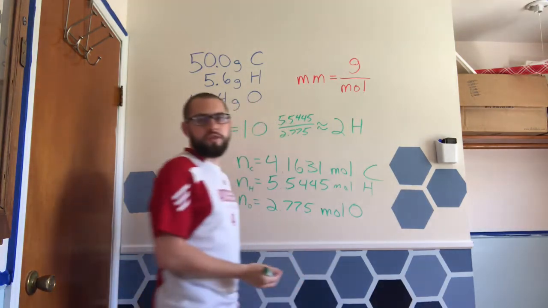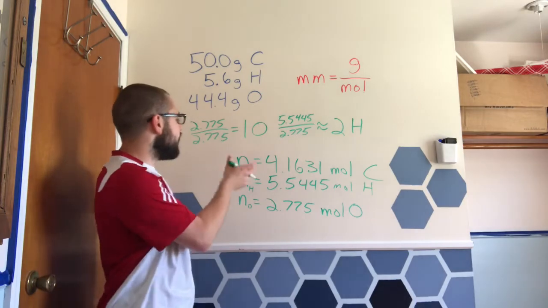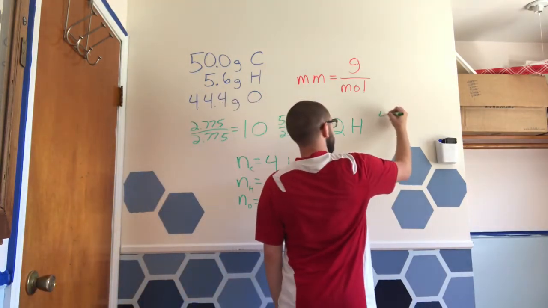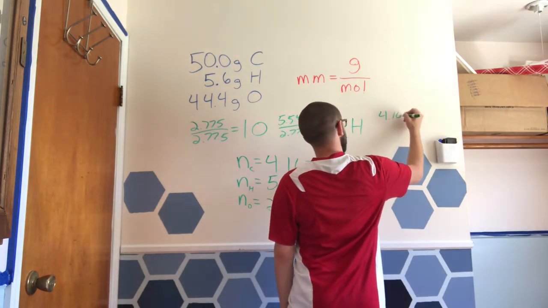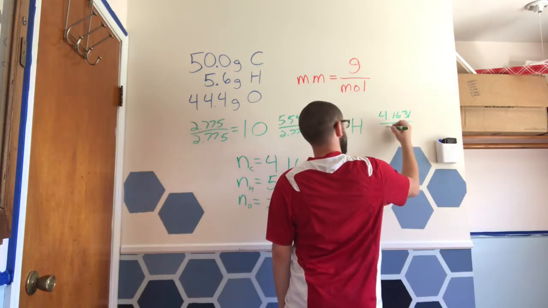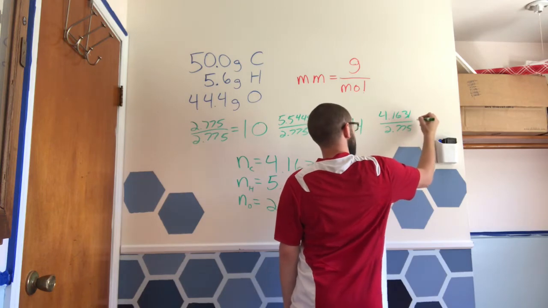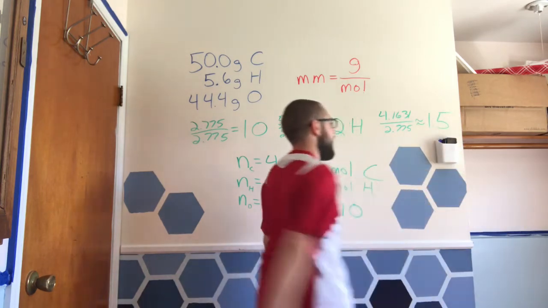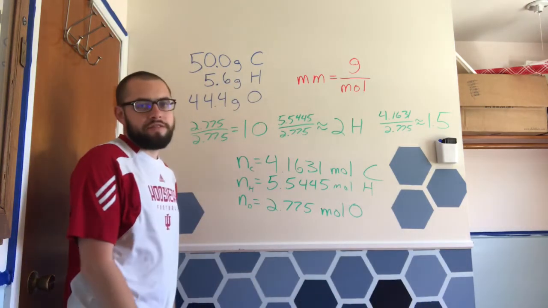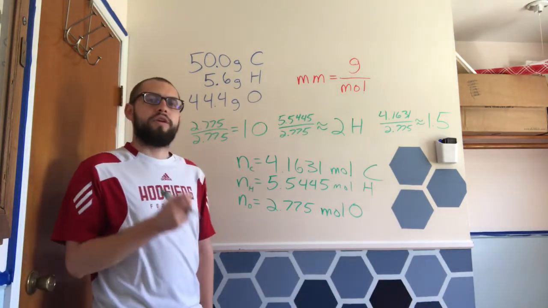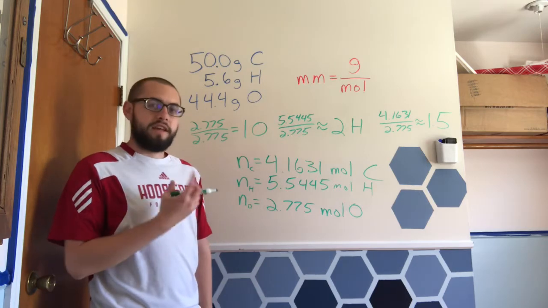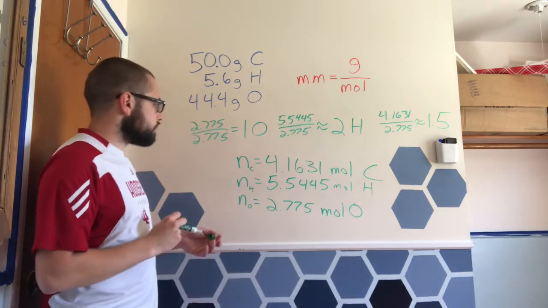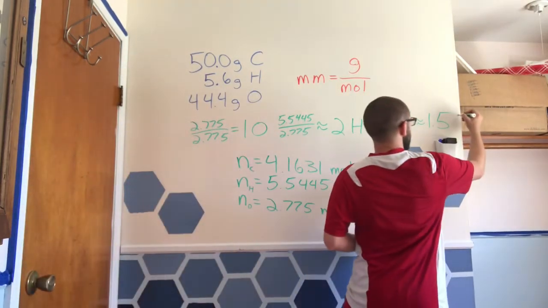I'll do the same thing, the same format here for my carbon. So 4.1631 divided by 2.775. This is going to get me about 1.5. It's very, very, very close to 1.5. It'll be obvious that it's supposed to be 1.5. Now, this is carbon.